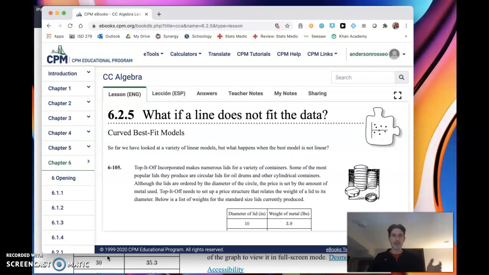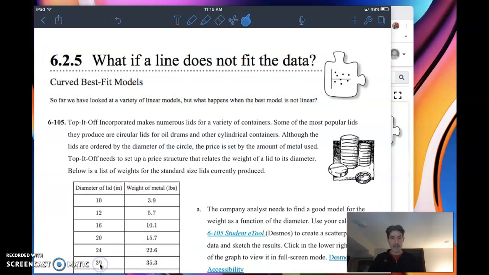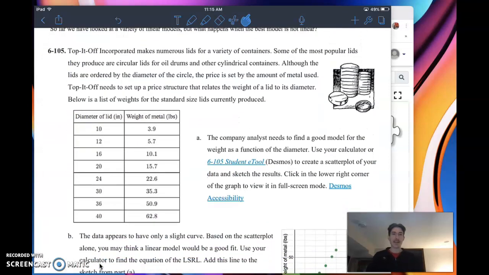Check it out. So far we've looked at a variety of linear models, but what happens when we've got a model that's not linear? We see that in 6-105, our first question that we're going to tackle here today. 6-105 says, Top It Off Incorporated makes numerous lids for a variety of containers. Some of the most popular lids they produce are circular lids for oil drums and other cylindrical containers. Although lids are ordered by the diameter of the circle, the price is set by the amount of metal that they use. Top It Off needs to set up a price structure that relates the weight of the lid to its diameter. Below is the list of weights for the standard size lids currently produced.